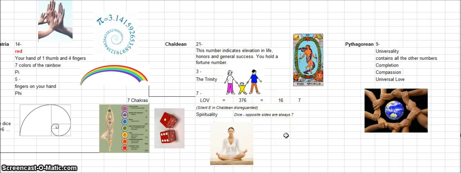Now, in true Chaldean, they use rhythm and frequency and vibration in how they decipher. So in truth, love would drop the E, because the E is silent, so they would disregard it. And of course that'll give you 376 in Chaldean, which equals 16, which equals 7, and 7 stands for spirituality.